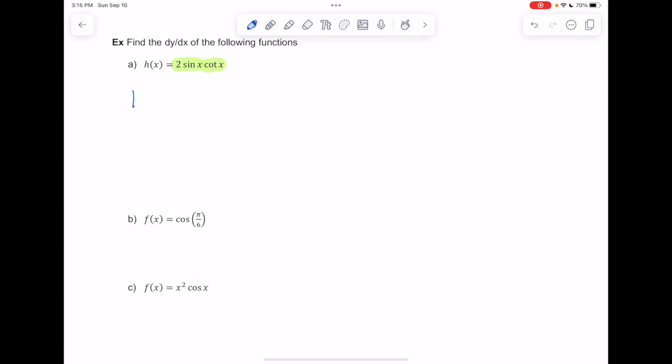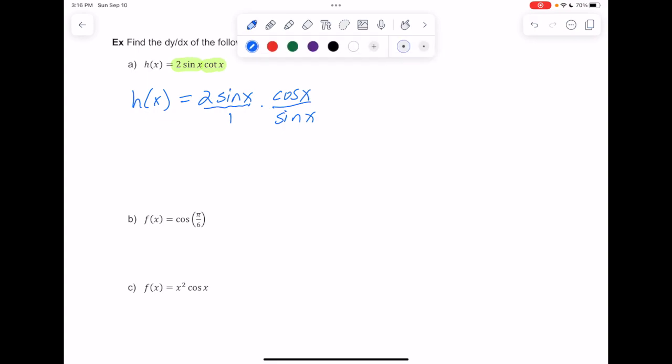So let's go ahead and just work on h of x a little bit before we try and take a derivative. So I'm going to copy the 2 sine x, and then cotangent is cosine over sine. So let's put this over 1, and then cotangent of x is cosine of x over sine of x. And what's nice about that is these sine of x's can cancel, and that just leaves us with 2 cosine of x. So now we can take the derivative without having to use the product rule.